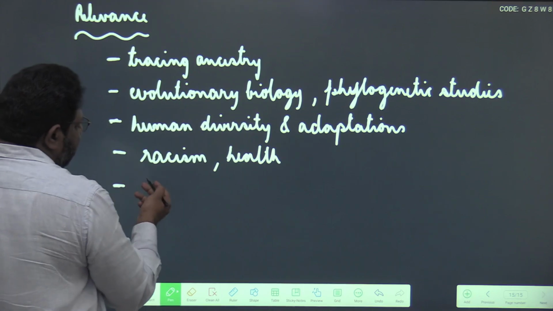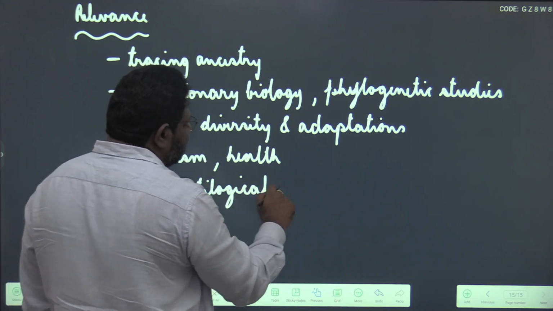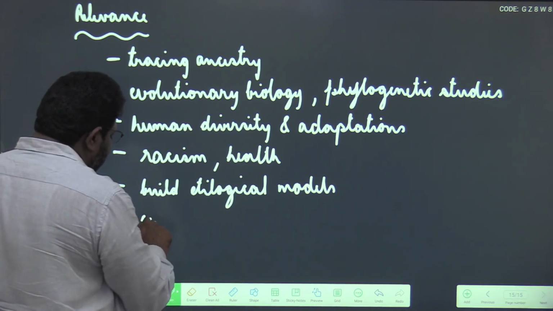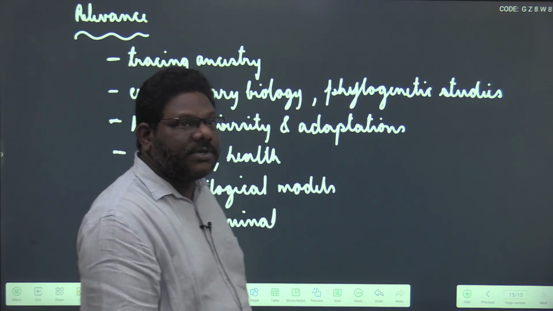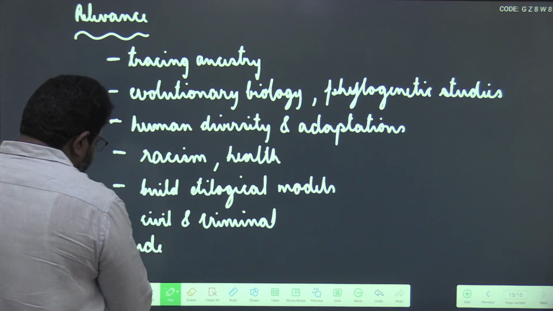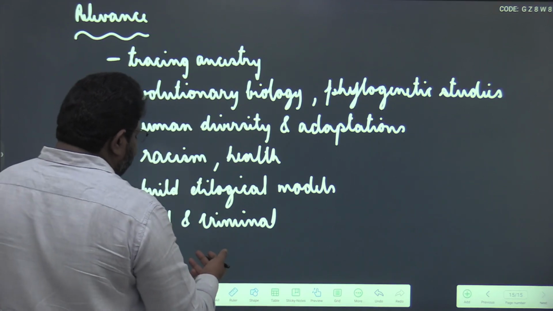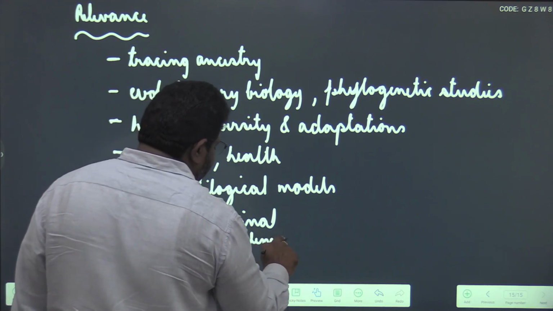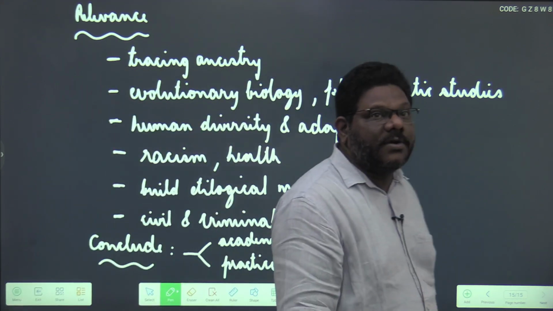It also helps us to understand and build some etiological models in order to curtail the origin and spread of diseases. It also helps to solve certain civil and criminal cases when it comes to forensic anthropology. So you can write a few applications like these, and then you can conclude by saying that it has immense applications in understanding biological unity, as well as fosters tolerance, and it plays an important role both in academic as well as practical purposes. So it is just an indicator. You can write any other conclusion which you like.